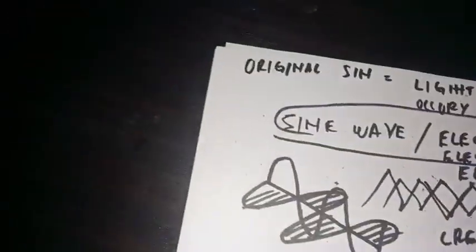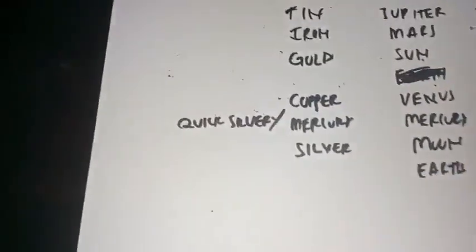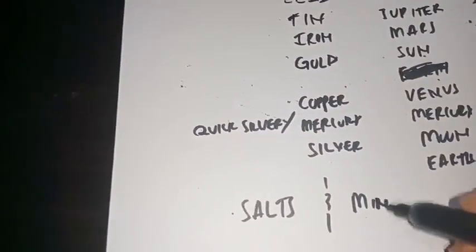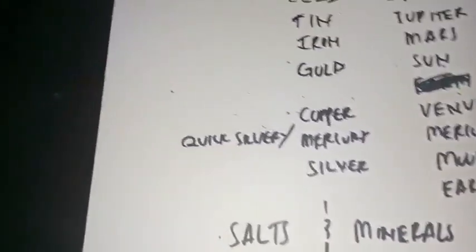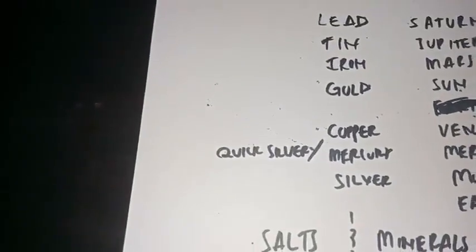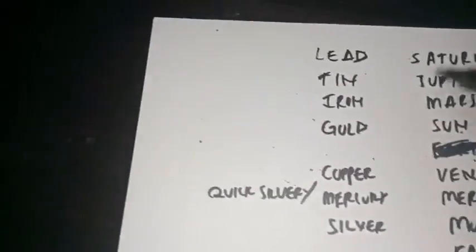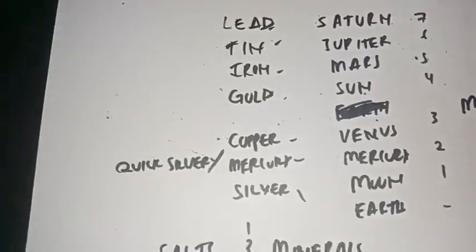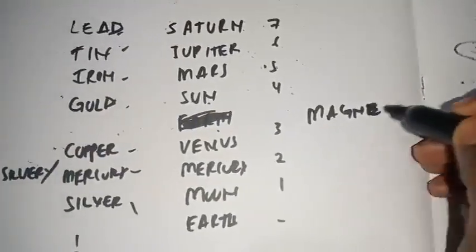In order for your body to be animated on the earth plane, the material flesh is animated with salts and minerals. So when you consume salts and minerals, these minerals are in perfect balance. There are also branches of these metals, like magnesium, which is good for the body. So these are just the main ones, and you can get all the others from here.